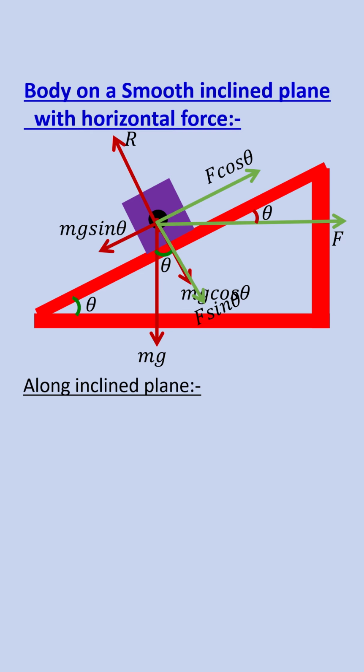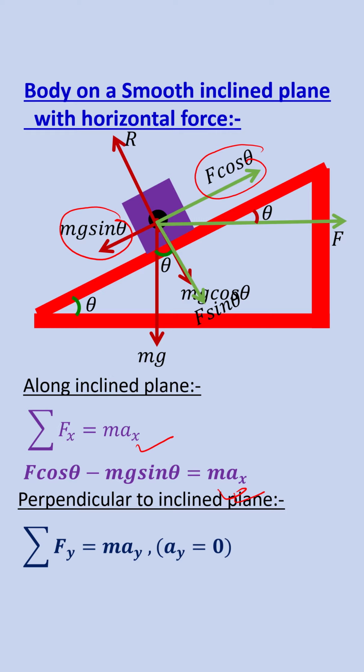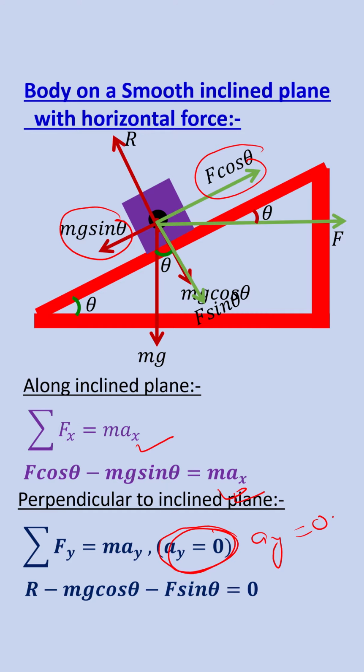Along the inclined plane, there are two forces, mg sin theta and F cos theta. Summation of Fx equals max. F cos theta minus mg sin theta equals max. In the y-axis, summation of Fy equals may, and since there is no vertical motion, the acceleration in this direction equals 0. R minus mg cos theta minus F sin theta equals 0.